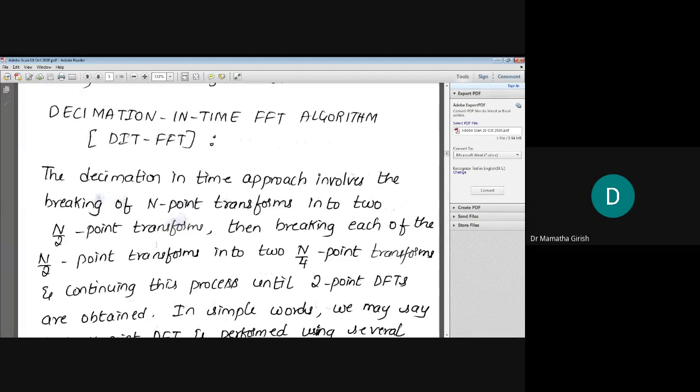Good morning, students. In today's class, the topic to be dealt with is the DIT FFT algorithm. DIT stands for decimation in time. FFT, as we know, stands for fast Fourier transformation. So this is one of the first of the radix-2 FFT algorithms which we will be getting introduced to.